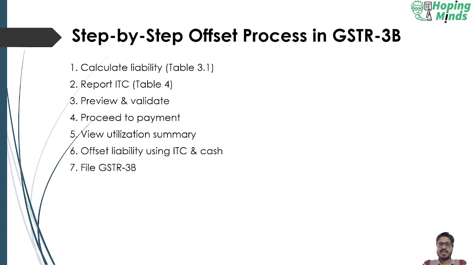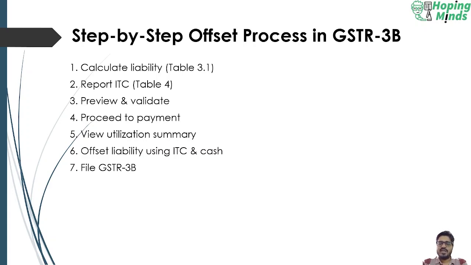Then let us understand the step-by-step process of offsetting the liability in GSTR 3B return. So on logging into our GST account, we have to navigate to the GSTR 3B return. The output liability column, that is table 3.1, gets auto-filled from the data that has been filled up in GSTR 1 return. Then input tax credit related details will get auto-populated from GSTR 2B return. Then we have to preview and validate the data and proceed for the payment of output liability.